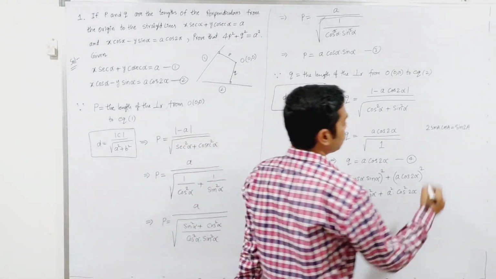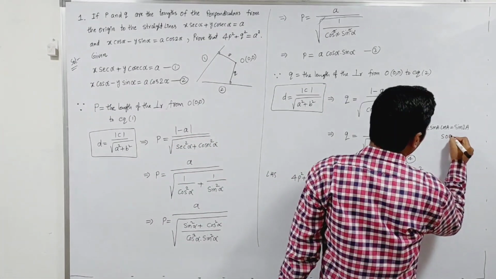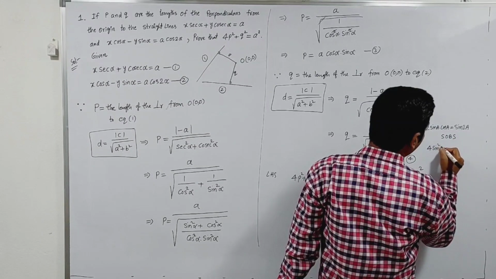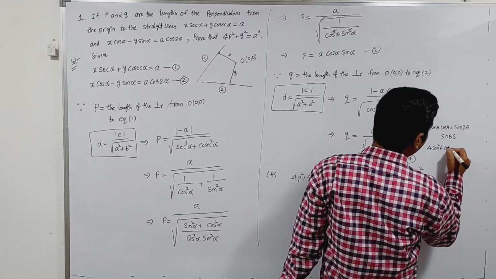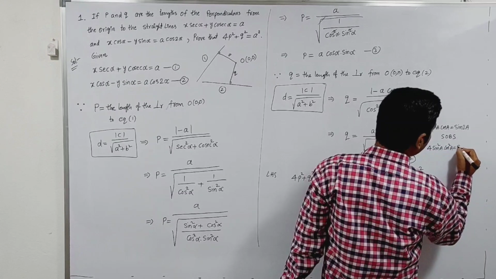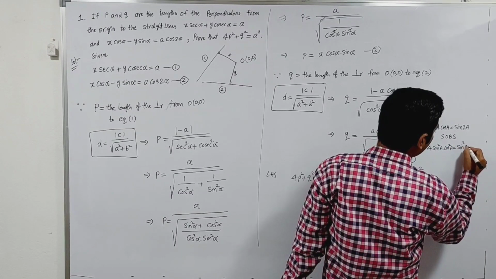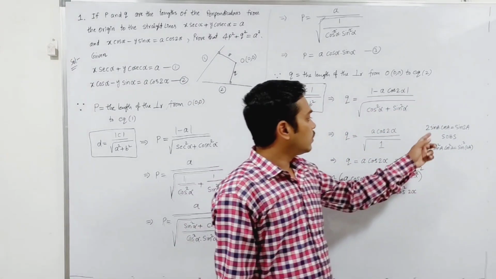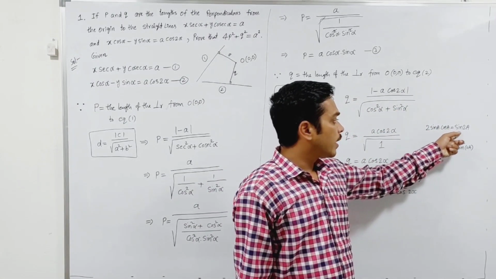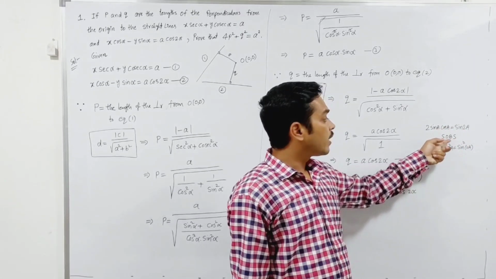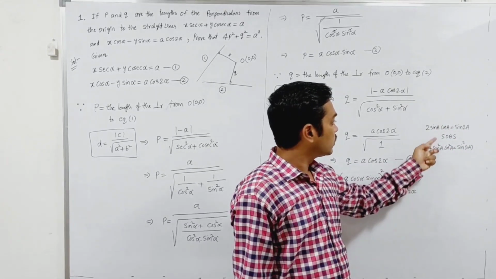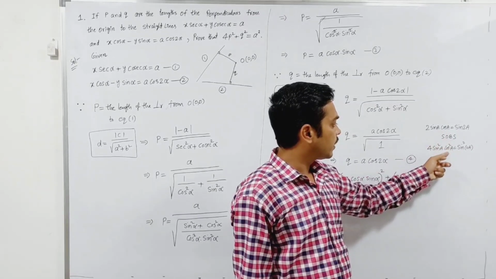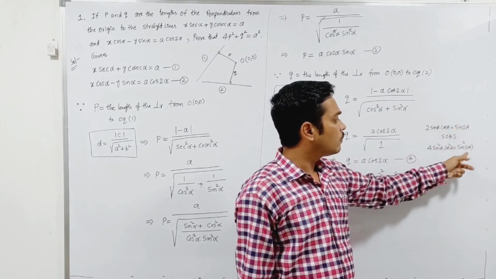Squaring on both sides, we get 4 sin square A into cos square A is equal to sin square 2A. We know that 2 sin A cos A is equal to sin 2A. Squaring on both sides, 4 sin square A into cos square A is equal to sin square of 2A.